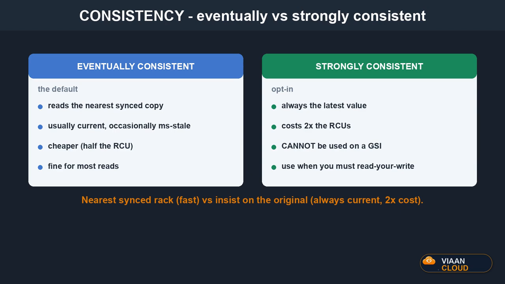A quick but important one, read consistency. By default, reads are eventually consistent. DynamoDB reads from the nearest synced copy, which is usually current but can occasionally be a few milliseconds stale, and it's cheaper. If you need the absolute latest value, you ask for a strongly consistent read, always current, but it costs twice the read capacity, and it cannot be used on a GSI. So most reads can stay eventual, reach for strong only when you must read your own write immediately.